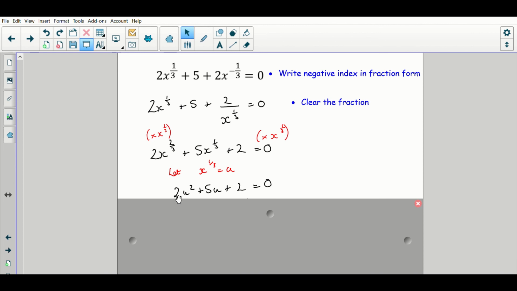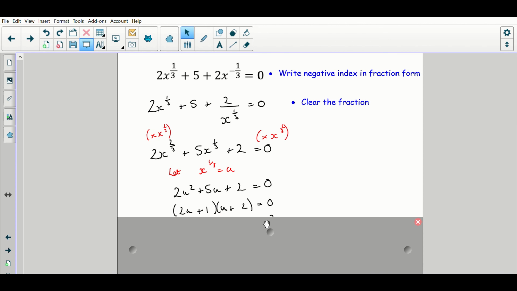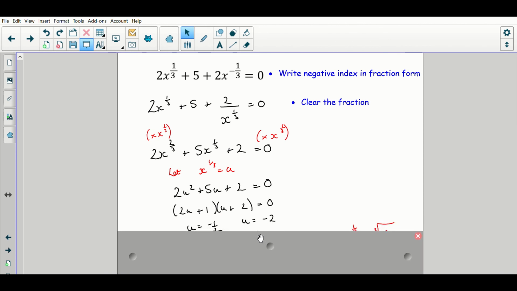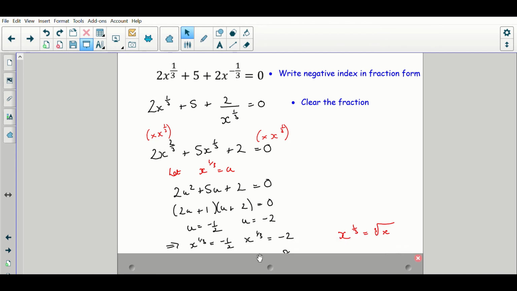Now this quadratic's got a greater than 1, so you might need to use the grid method, or you might be able to do it by inspection, so that makes that slightly harder as well. So we get u is minus a half, or u is minus 2. So to go back to our substitution of x to the third, we get x to the third is minus a half, or x to the third is minus 2. Remember, x to the third is the same as the cube root of x, so we need to cube both sides. And remember, if we cube a negative, we end up with a negative, so we get x is minus 1/8 or x is minus 8.